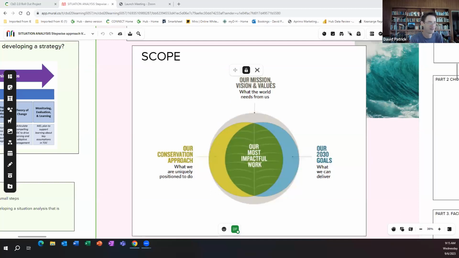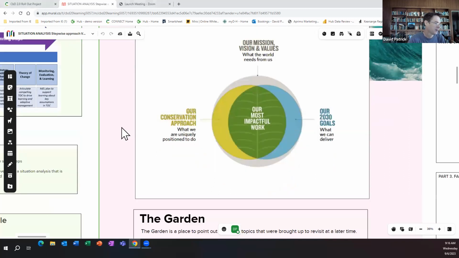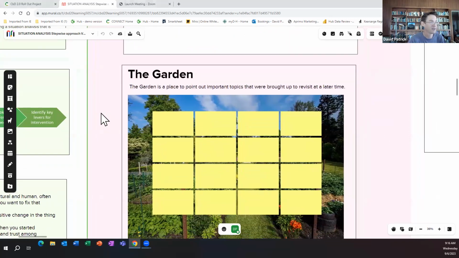The assumption of your facilitator will be that your work is aligned with the goals. It is not their job to be second guessing you or, throughout the workshop, to be trying to point you in certain directions. That really is an expectation of the team, both during this workshop and throughout the work you do on behalf of the Nature Conservancy. And then the last thing I wanted to briefly reference is the garden.